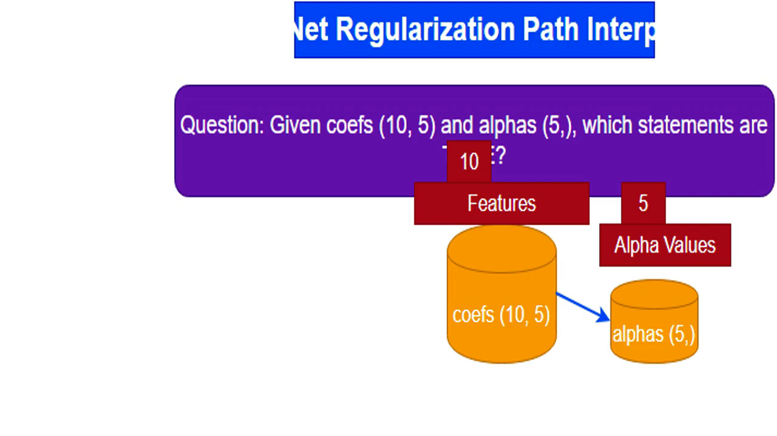That's right. Remember that enet_path usually orders alphas from largest to smallest. Therefore, the first column of COFS holds the coefficients calculated with the largest alpha value.